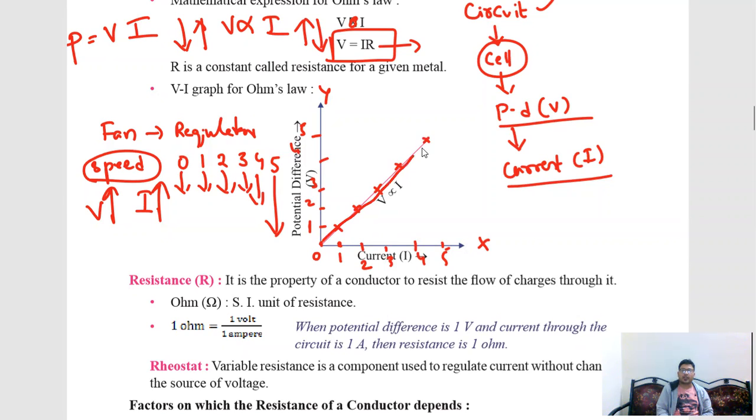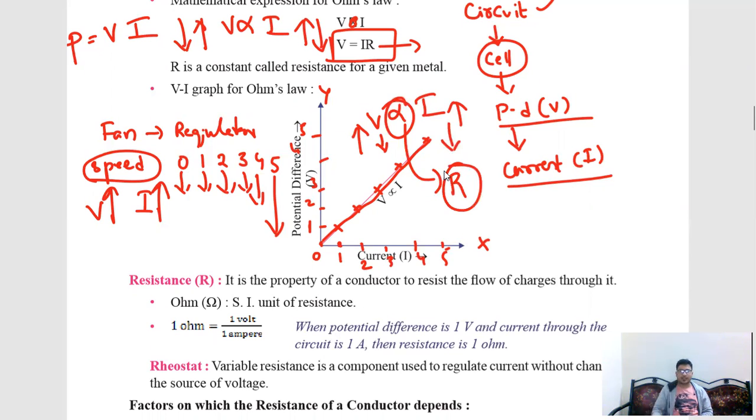And if you draw a line, you will get one straight, slanted line. That is the indication that voltage is directly proportional to I. If the left hand side indicator is increasing, the right hand side indicator also will increase. If voltage is increasing, current will increase. If voltage is decreasing, current will decrease. That is the meaning of directly proportional. When will it be directly proportional? When it is under a certain resistance.